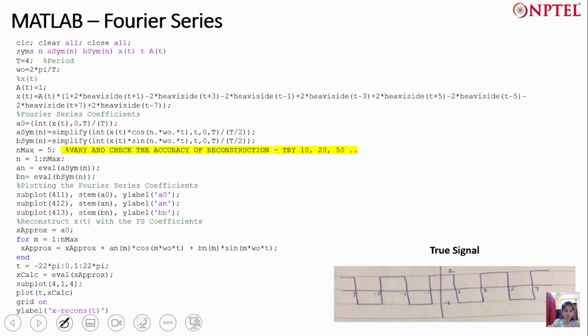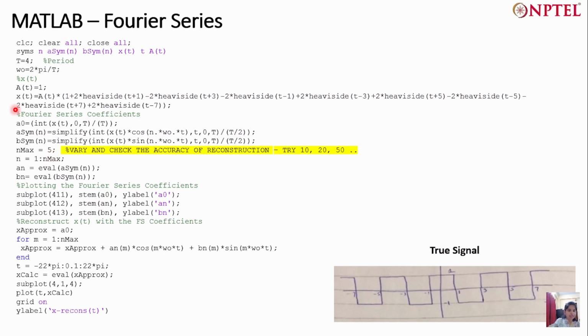Now let us see the MATLAB implementation of the Fourier series. I will share this PPT with you. I have written the entire formula for how to construct the Fourier series. To give you an idea of what I have written, I have taken T equal to 4, omega naught is 2 pi by T. And what is our signal? Our signal is like this, the true signal. It's a square signal that goes on and on, going from -1 to 1, and it's a periodic signal.